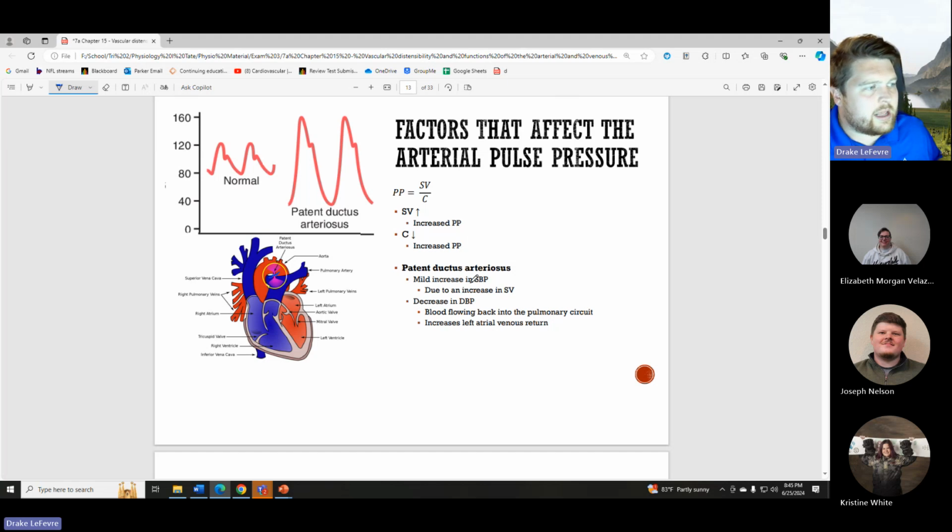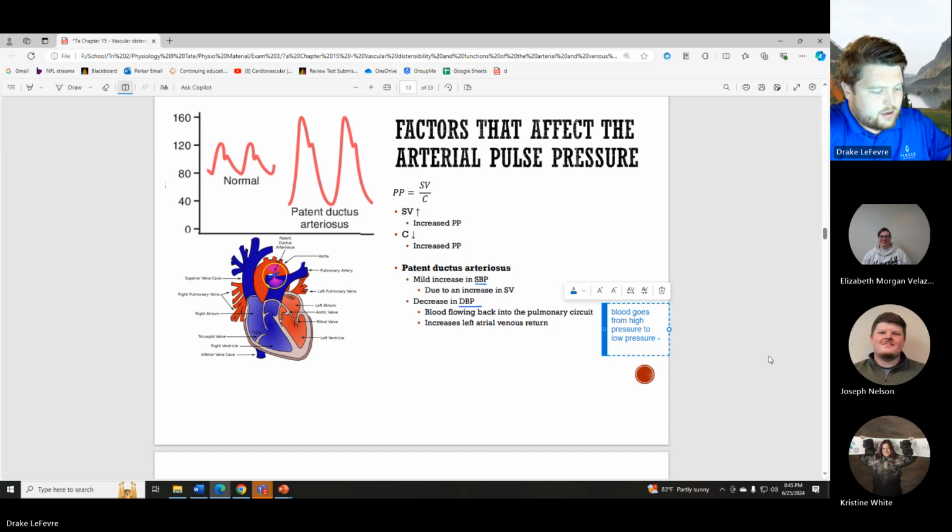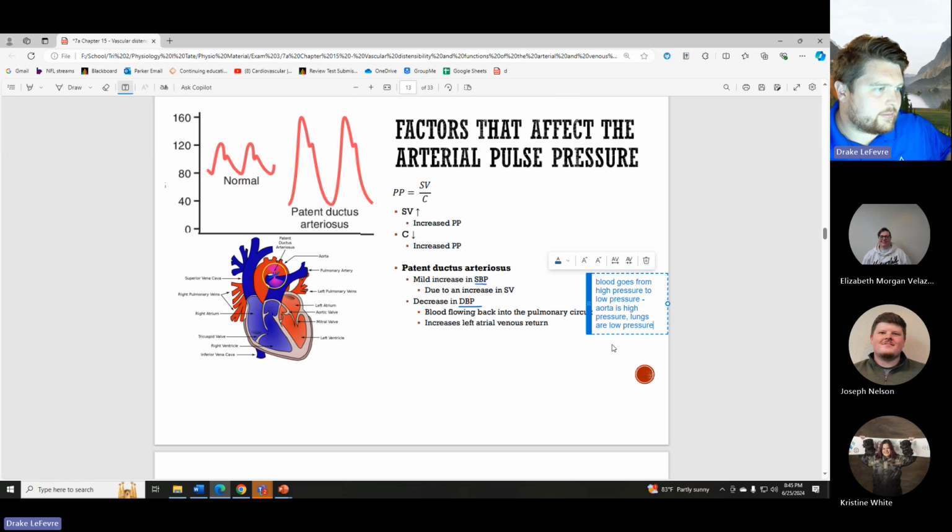So we do get a mild increase in systolic blood pressure and a decrease in diastolic, because remember we're getting backflow. Blood goes from high pressure to low pressure. Aorta is high pressure. Lungs are low pressure. Does that all check out?